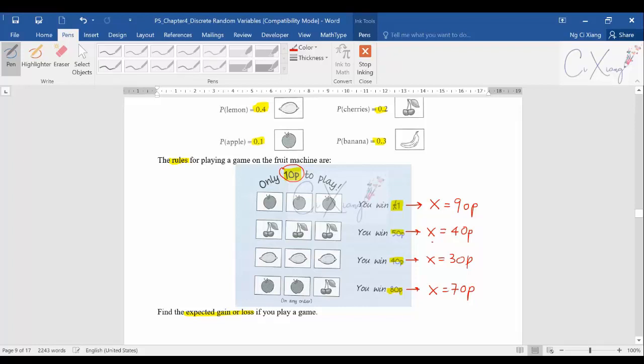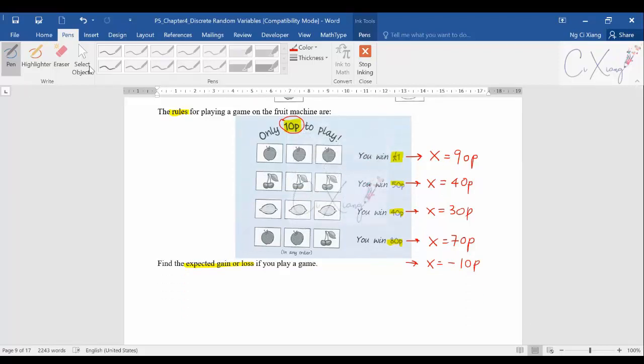Okay, so is this the only possible outcome that you have for the x? How about if you didn't win anything? If you didn't win anything, that means you lost 10 cents, which is negative 10. So you're having 1, 2, 3, 4, 5. Find the value of x for this example.